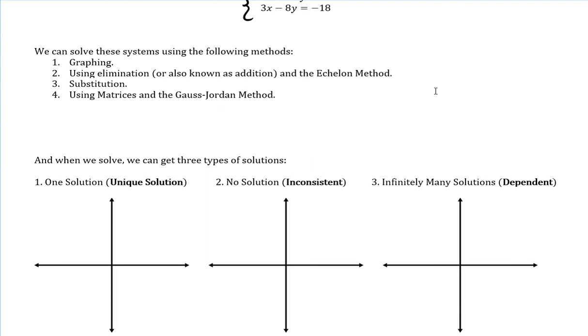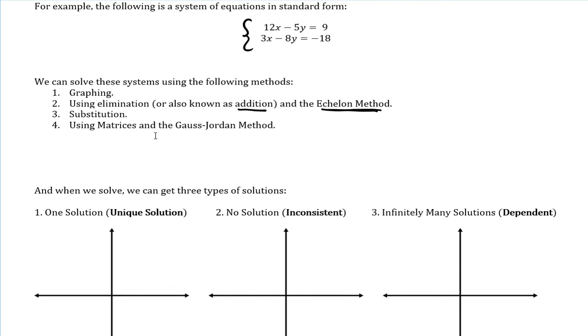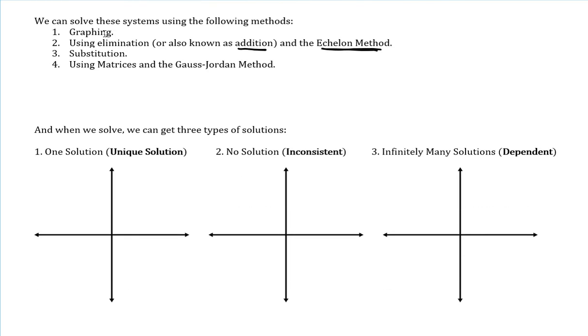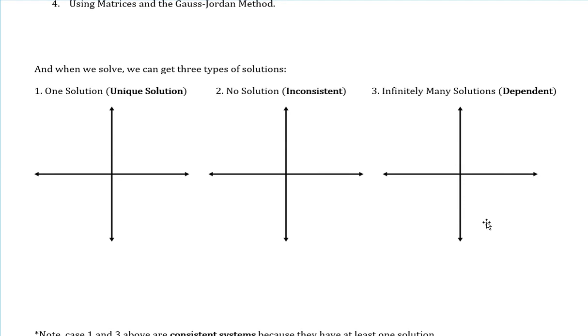Then there's using elimination, also known as addition, or more of an umbrella term, the echelon method. There's also a method called substitution. And then eventually we'll look at a method using matrices and the Gauss-Jordan method. But any of these four can work.